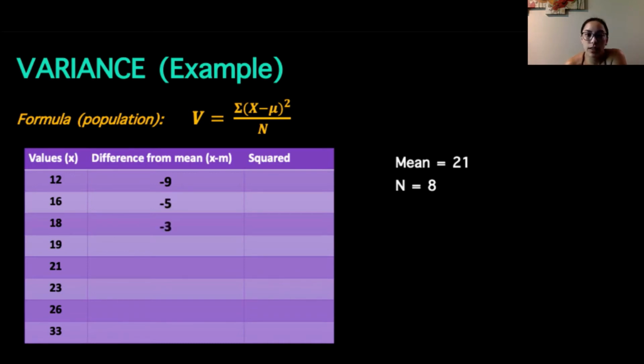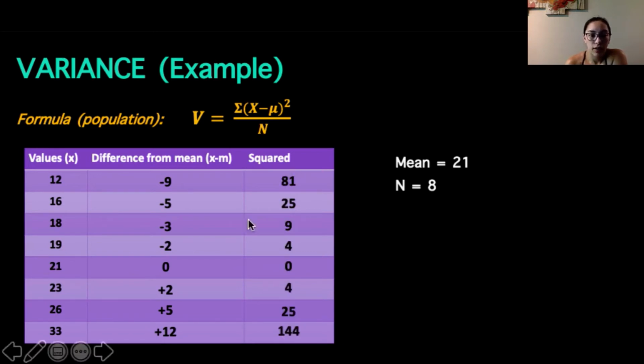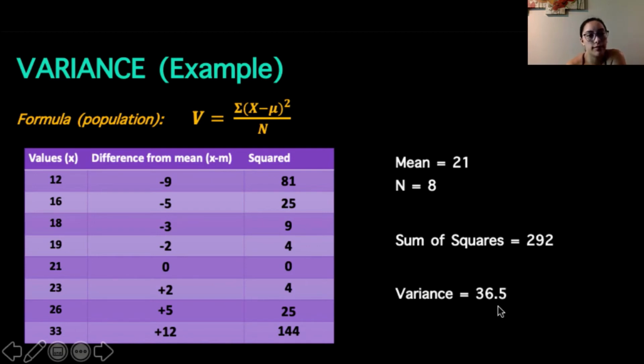18 minus 21, -3. So you can go through all of those, and then you square each of them, which gives us a series of positive values. Then we add all of these together, divide by 8. Adding all of them together would give us 292. Dividing by 8 would give us a variance of 36.5. So our data vary from the mean by 36.5 units of whatever we have measured.